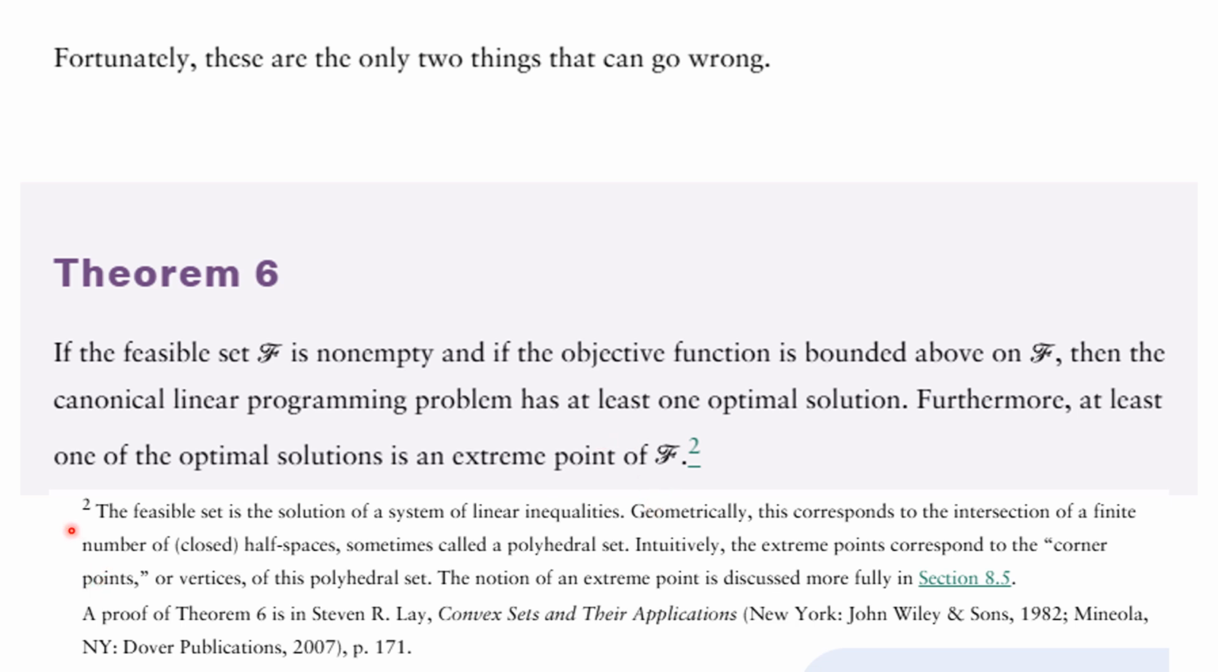Now, you should realize that the feasible set is a solution to a system of linear inequalities. Geometrically, this is the intersection of a finite number of closed half spaces, and sometimes in higher dimension you'll call this a polyhedral set. And so intuitively, the extreme points correspond to the corner points or vertices of this polyhedral set. And we may talk a little bit more about that later in this course, or not. We'll see.